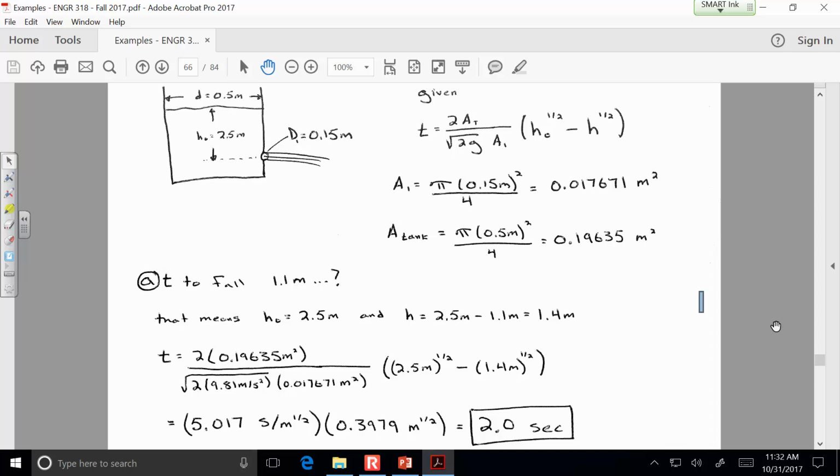Okay, so we've got this tank of water, and it's coming out of an orifice, and we want to find out how long it is going to take to fall a distance of 1.1 meters if it's initially at 2.5 meters. We have to do some preliminary calculations here: find the area of the orifice, find the area of the tank. We're given that formula to solve for the time. So that first 1.1 meters, it's going to take 2 seconds for it to drain that much.